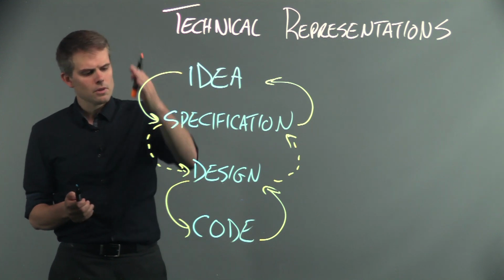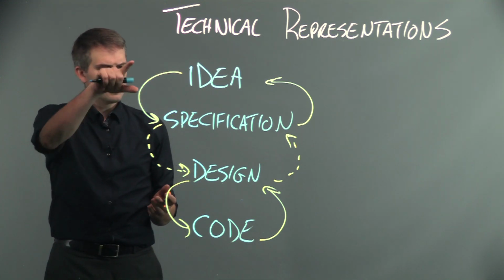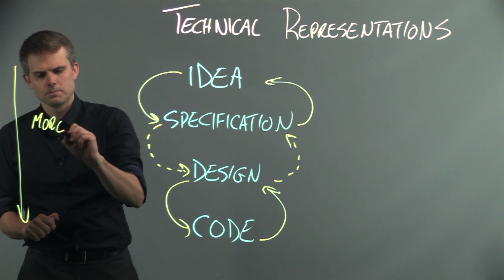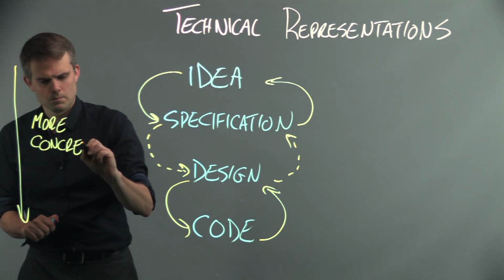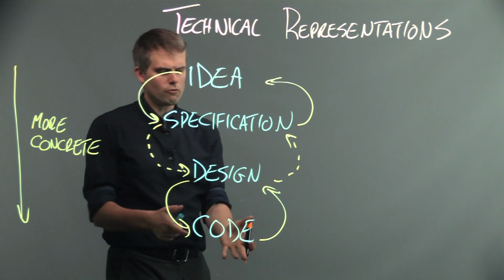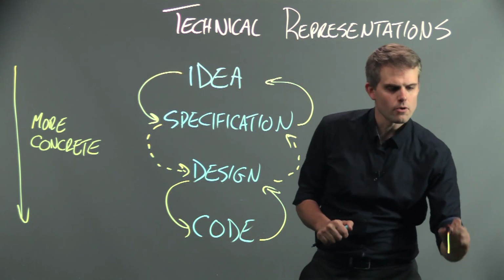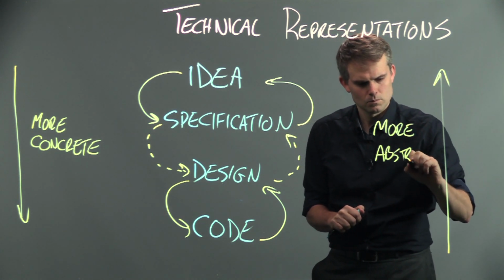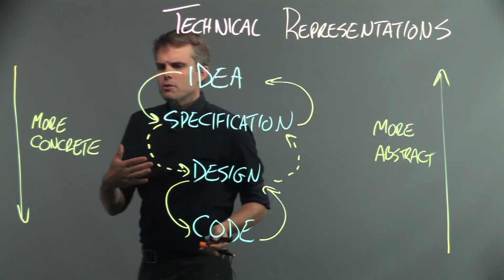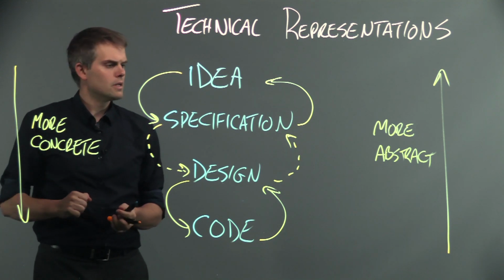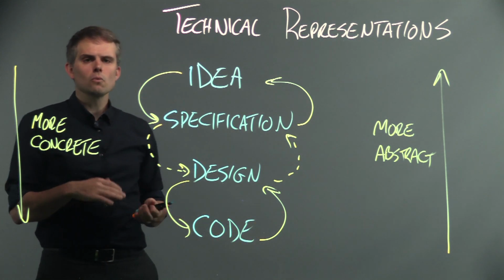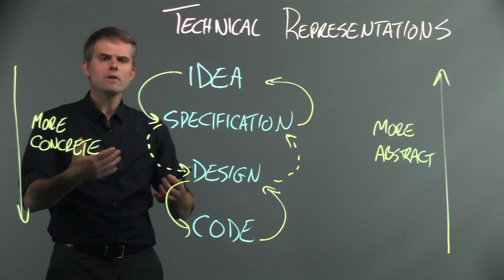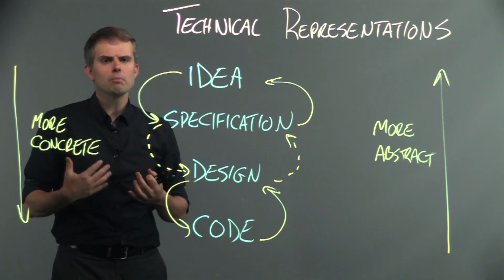So as we move down these layers of technical representation, what we're really doing is we're making things more concrete. And conversely, as we move up these layers, we're making things more abstract. Now, it's not that it's easier to make things more concrete or easier to make things more abstract. Right? They each have their own challenges. When we're going and making things more concrete, we're essentially having to fill in details. We have to make up novel pieces of information.